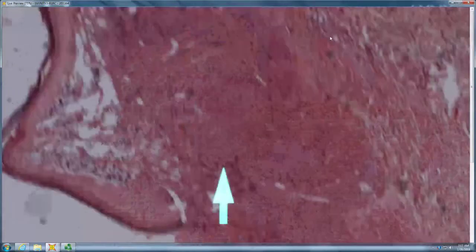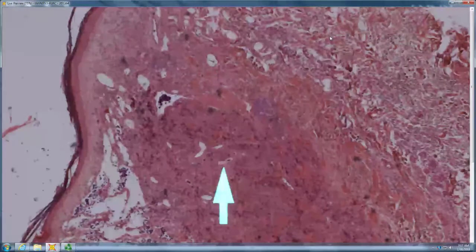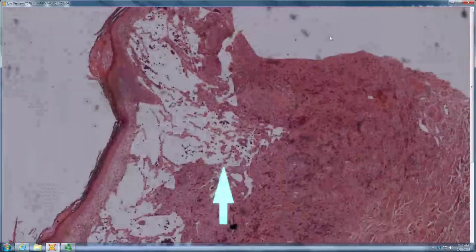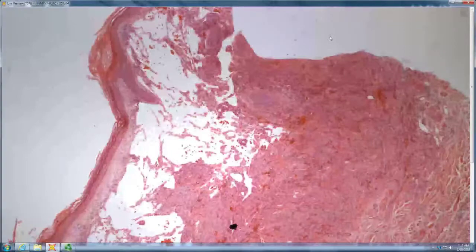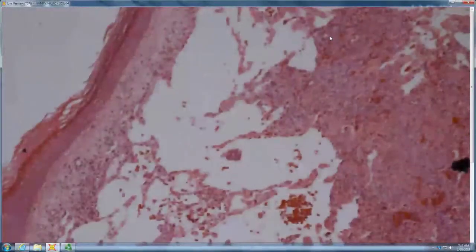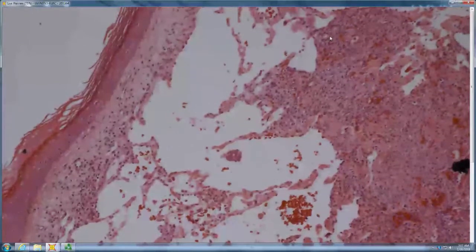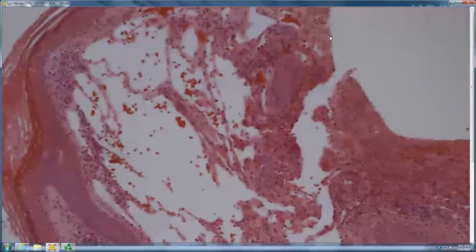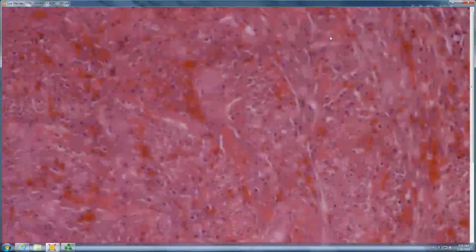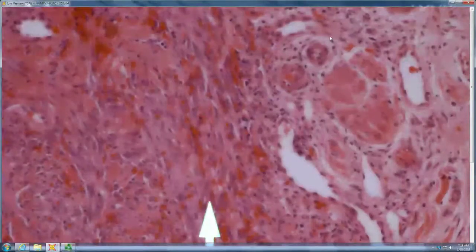Okay, Falian, what do you think? The upper portion resembles lymphangioma, very open spaces. How about the lower portion? The lower portion is basically very, very simple. It's MOKS. You are correct.